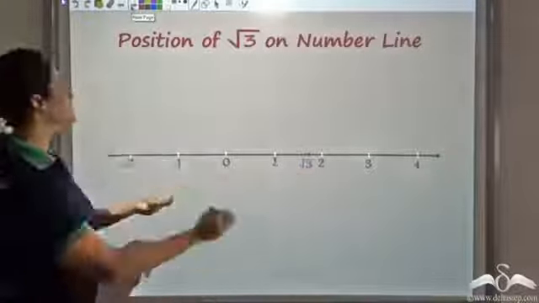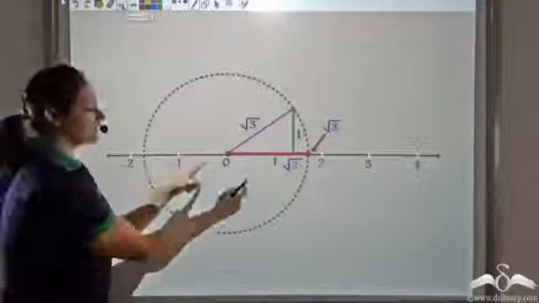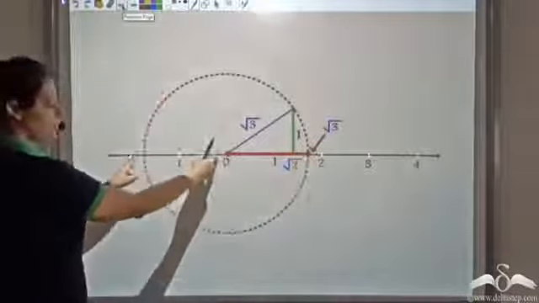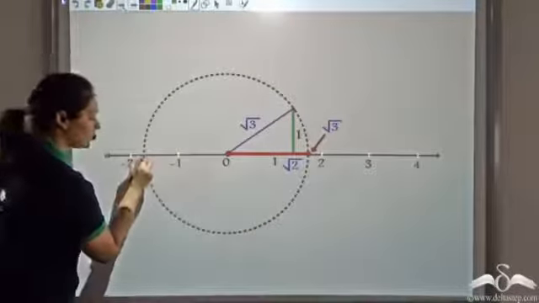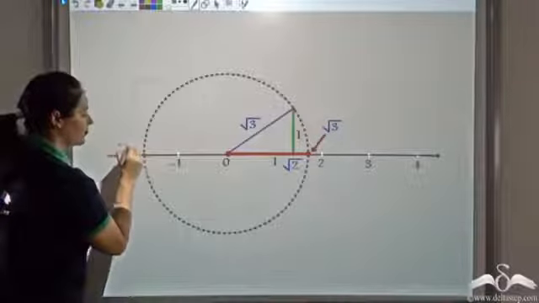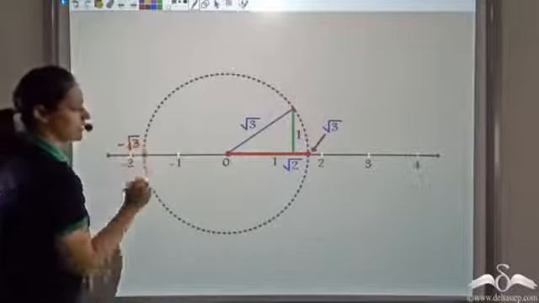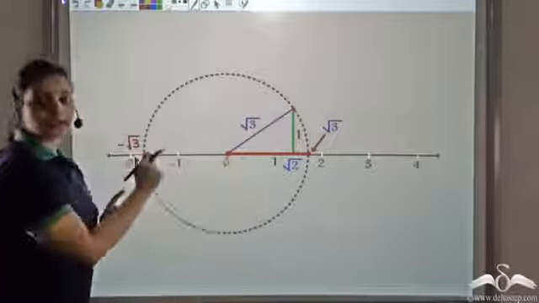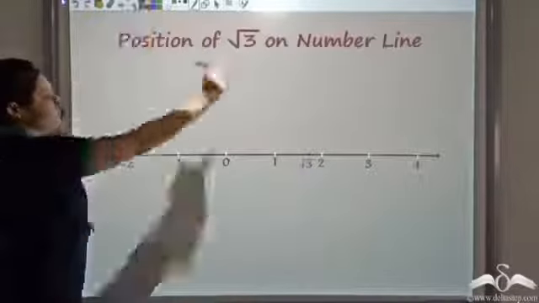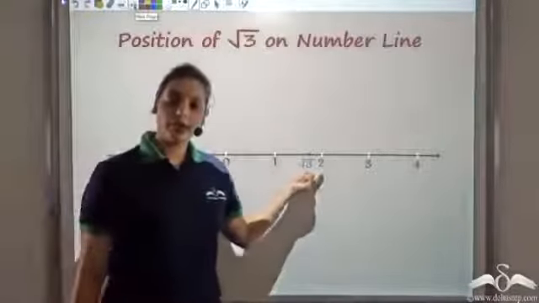Similarly, what you can do is, if you take this same distance on the opposite side, that is this point, you can also find negative of under root 3. Same distance, but in the opposite direction. So that's how you can find under root 3.